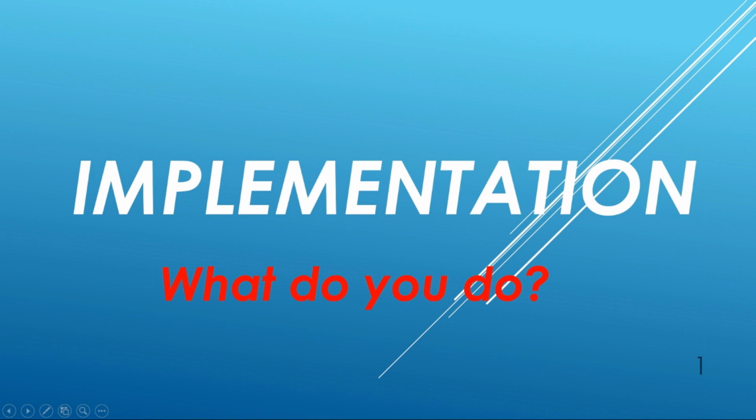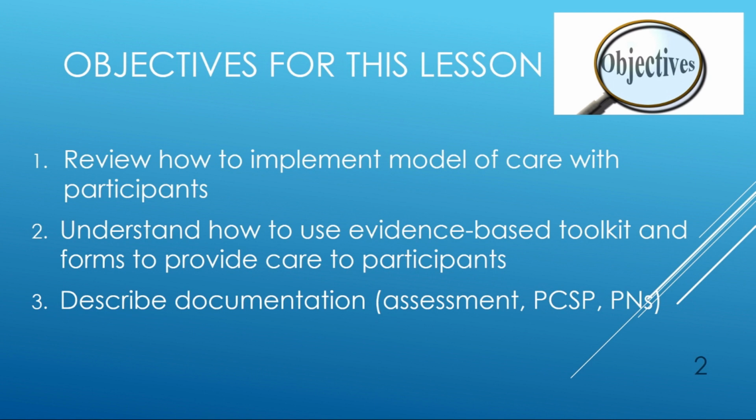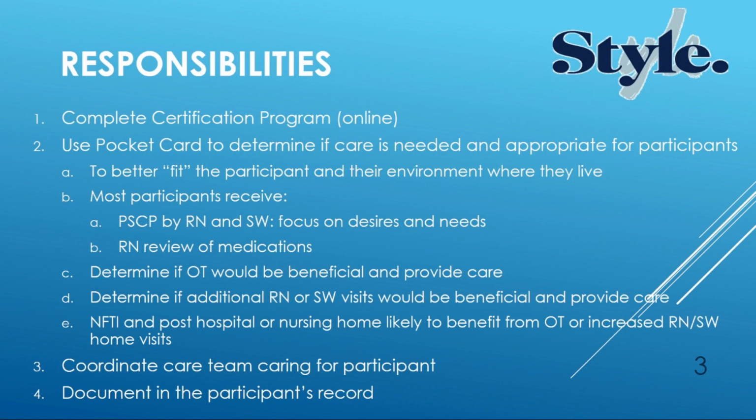You've just finished the 19 learning modules to understand how to conduct the model of care. So what do you do to implement it? The objectives for this lesson are to review how to implement the model of care with MiChoice participants, and to understand how to use the evidence-based toolkit and forms to provide the care to the participants. And we'll also cover and describe how to document in the assessment, person-centered service plan, and progress notes.